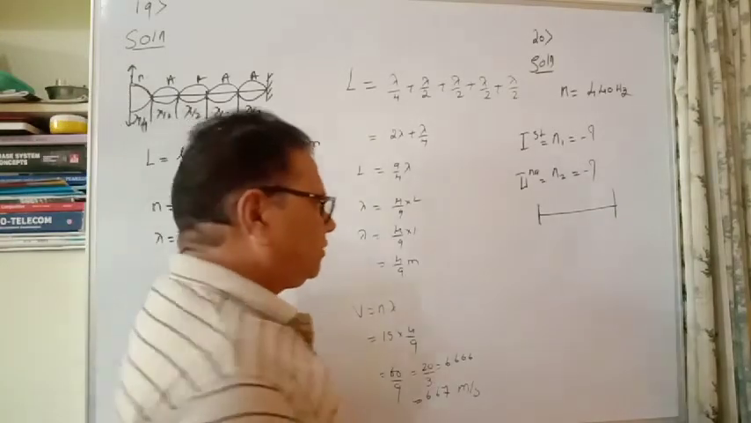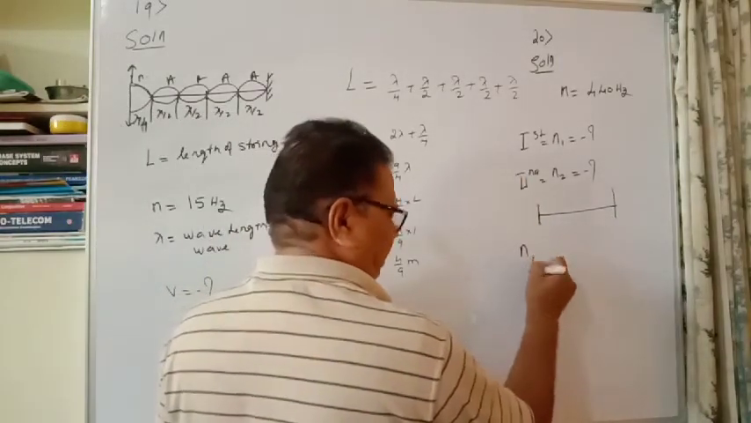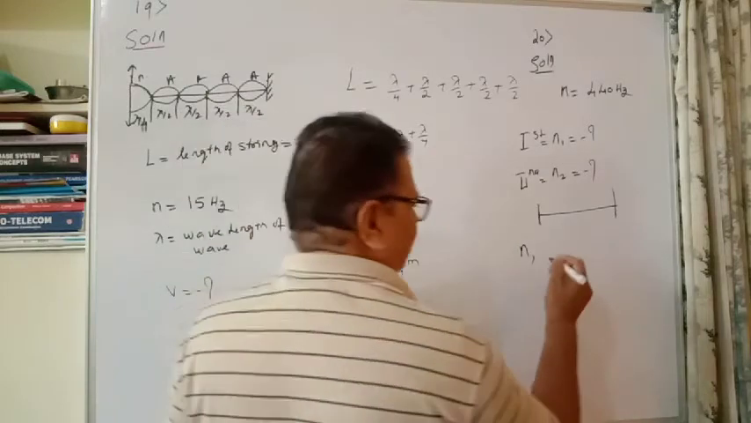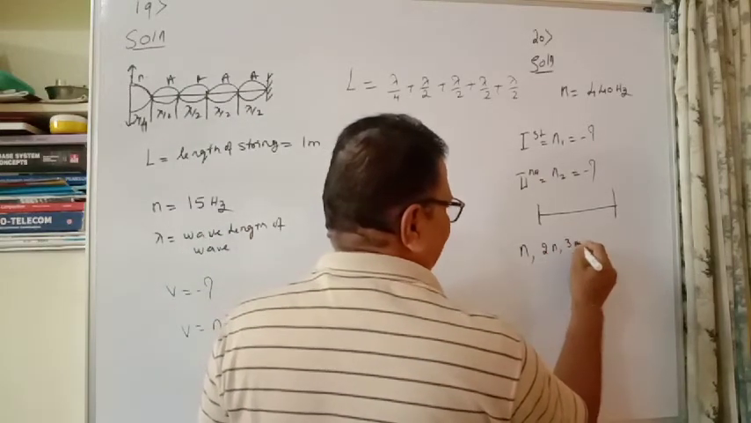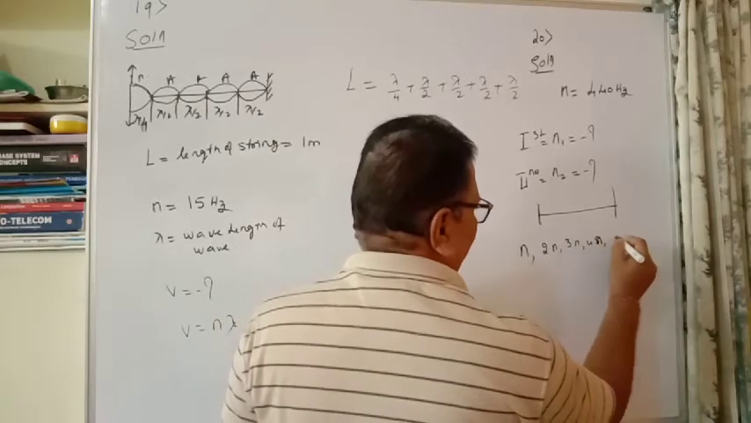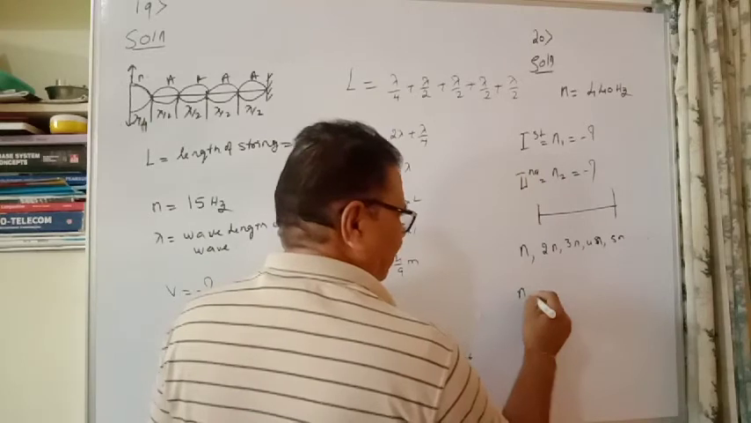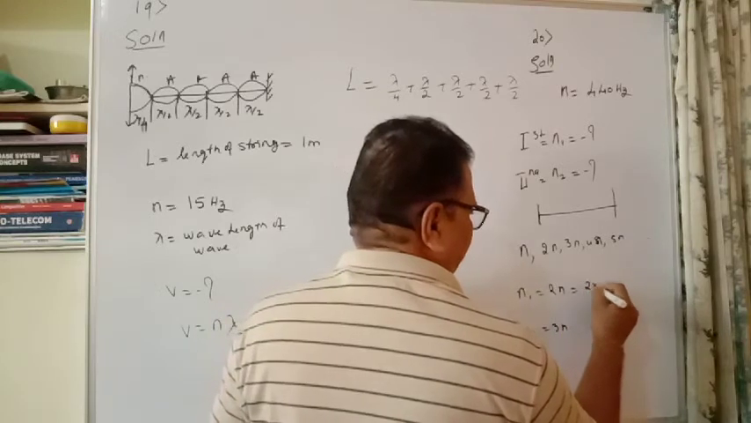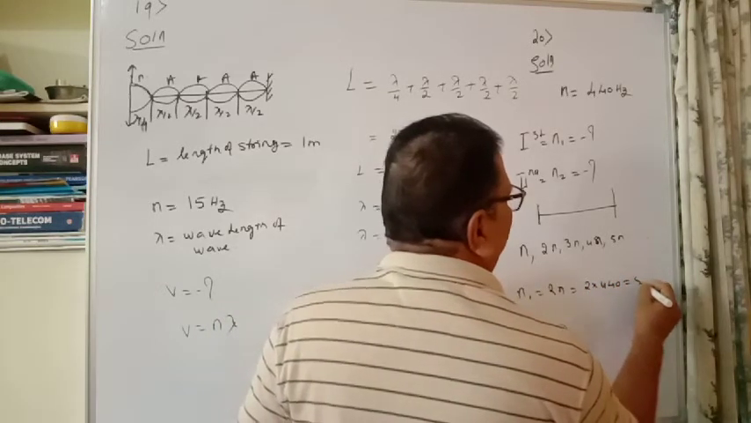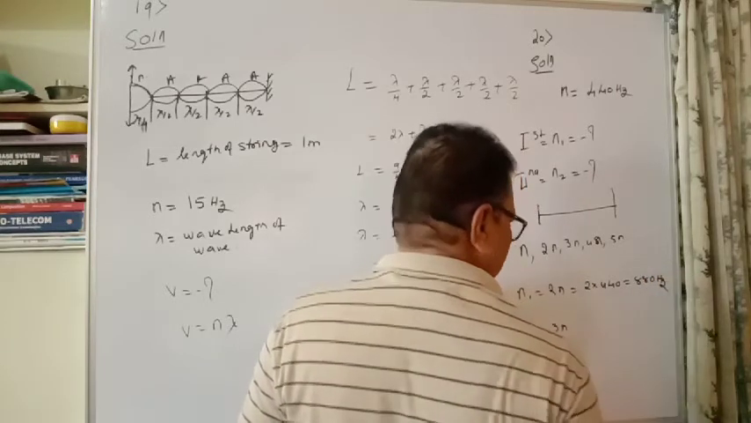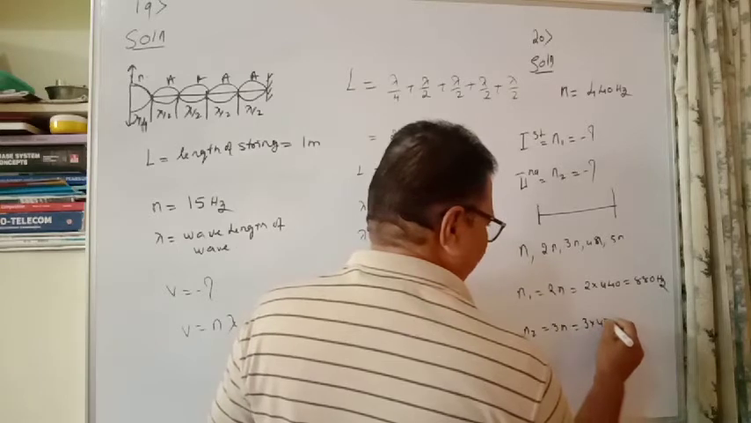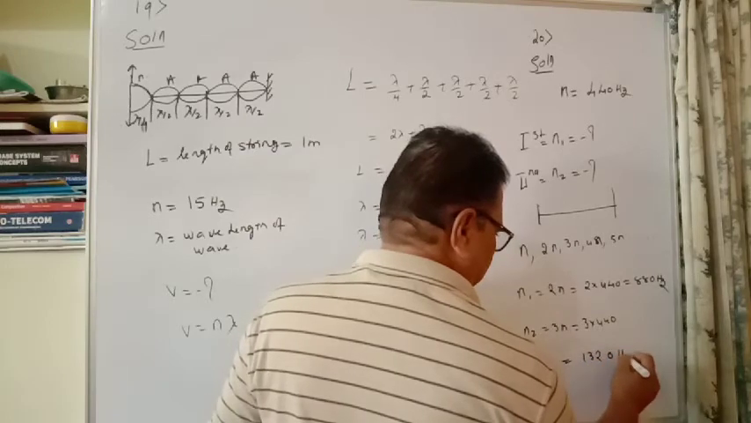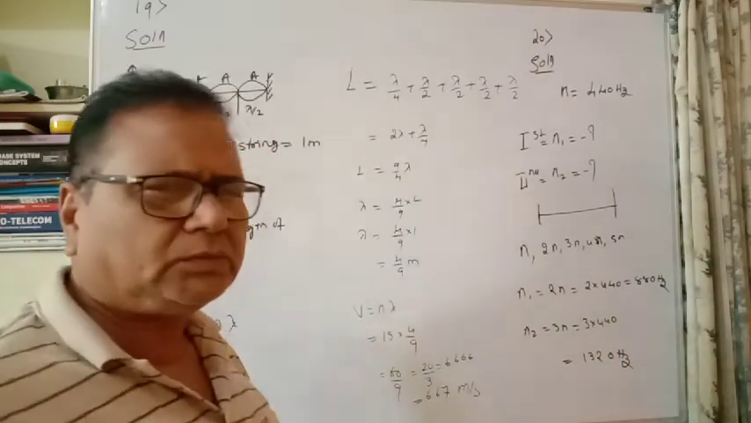So we have proved that the orders produced, if n is the fundamental frequency of string, the orders produced in the vibration of stretched string are integral multiples, that is n, 2n, 3n, 4n, 5n, and so on. Therefore, n1 is equal to 2n and n2 is equal to 3n, which is 2 into 440, 880 hertz, and 3n, 3 into 440, which is equal to 1320 hertz.